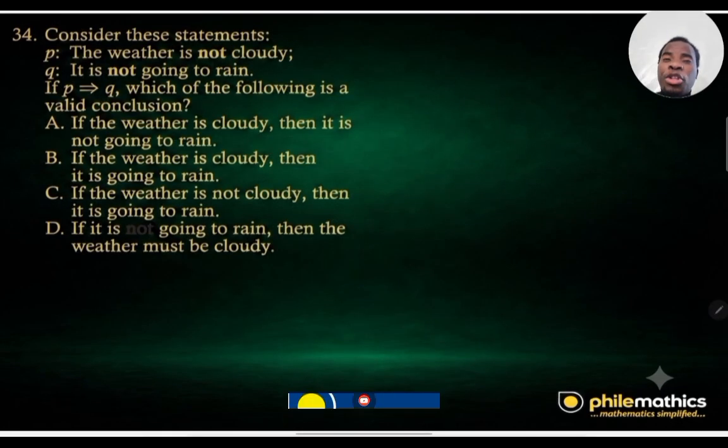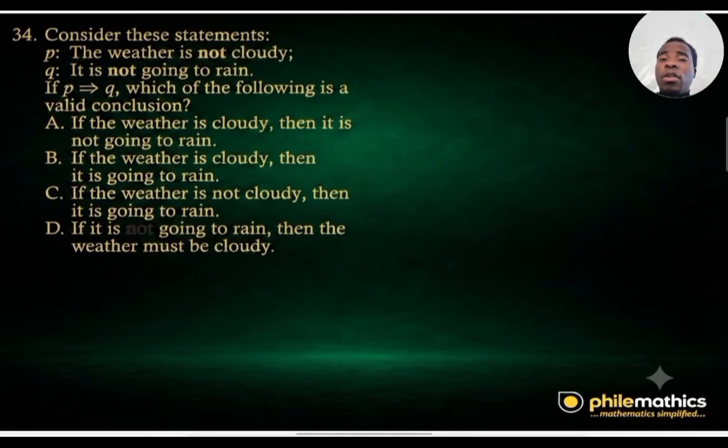This is an interesting question on logical reasoning. It says, consider these statements. P, the weather is not cloudy. Q, it is not going to rain. If P implies Q, which of the following is a valid conclusion? If the weather is cloudy, then it is not going to rain. If the weather is cloudy, then it is going to rain. If the weather is not cloudy, then it is not going to rain. If it is going to rain, then the weather must be cloudy.